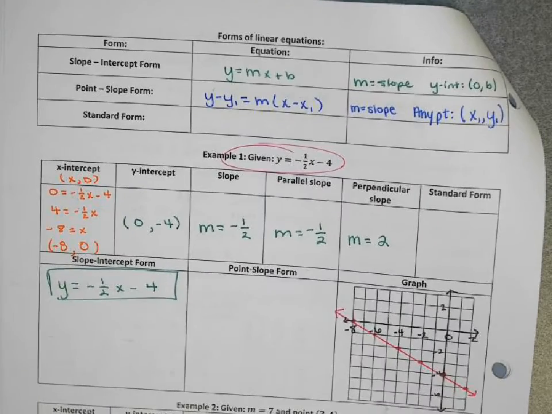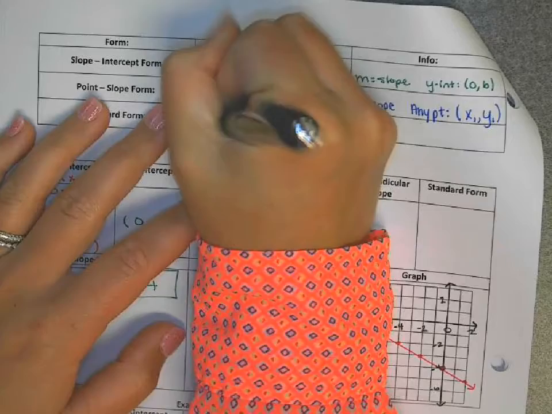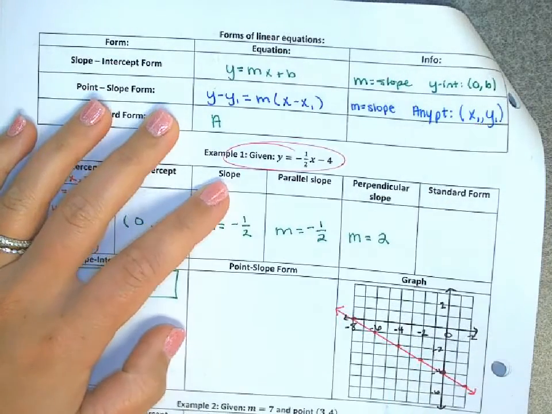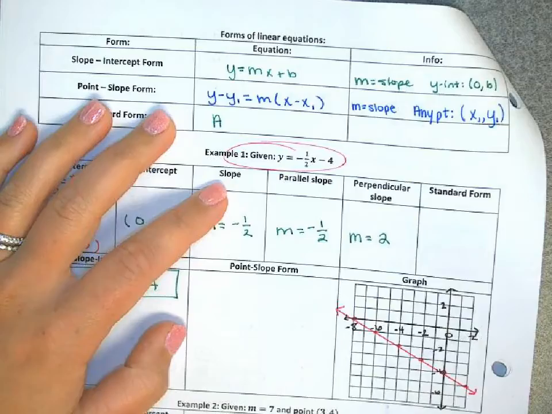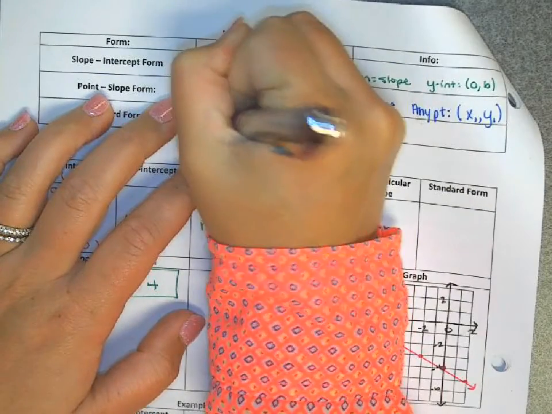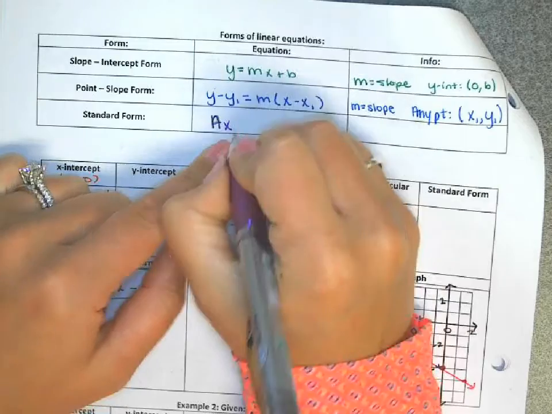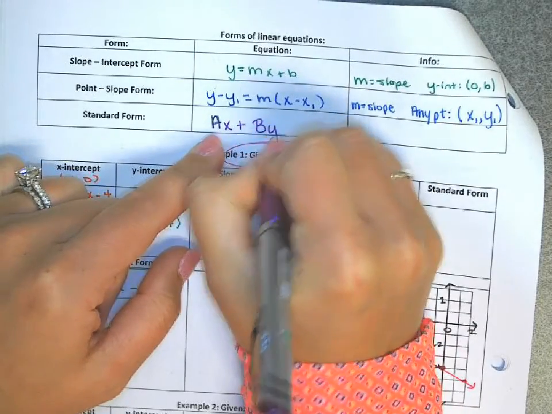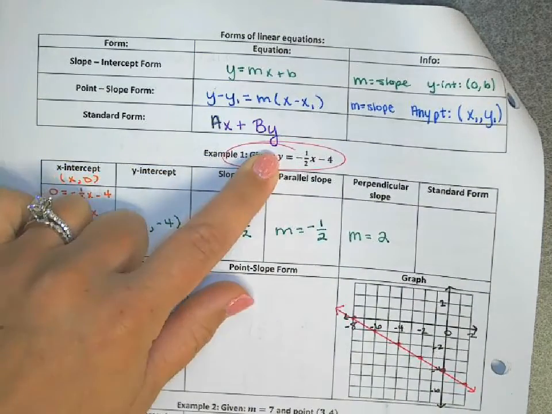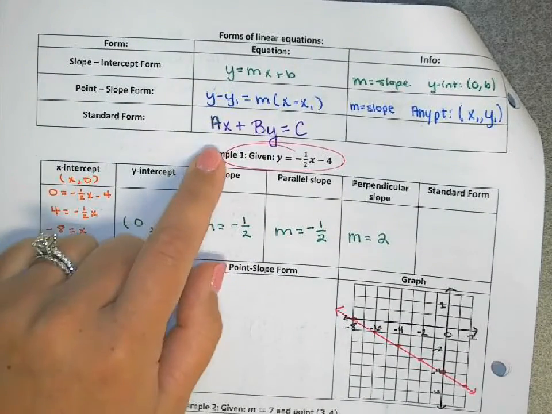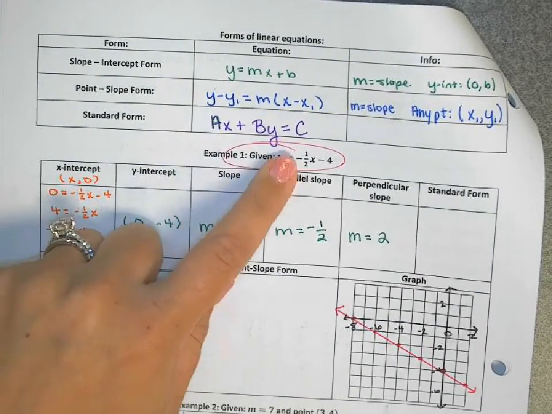Standard form is going to be the last one. Okay? And your standard form is going to be written like this. A is going to represent a number times x. Remember, every equation has to have an x and a y in it. Plus b times y, so a number times y, equals c.